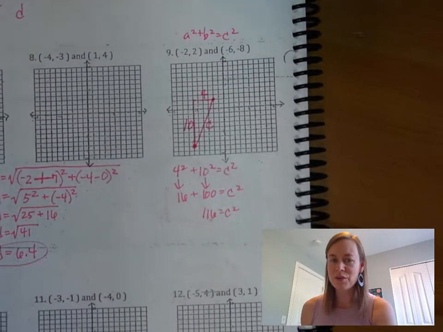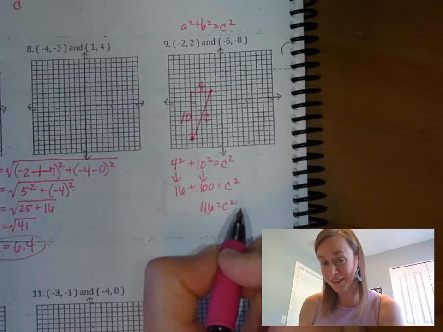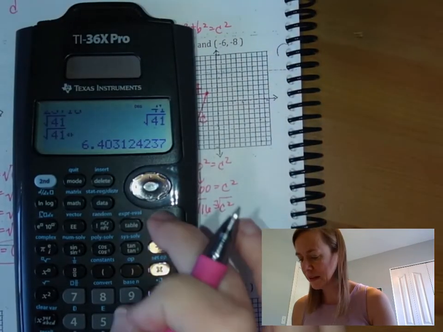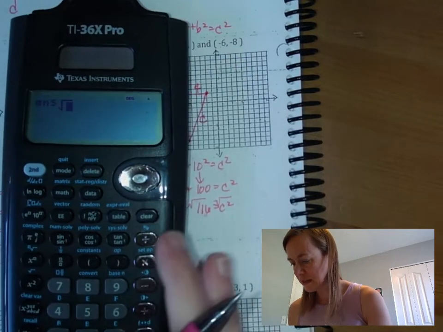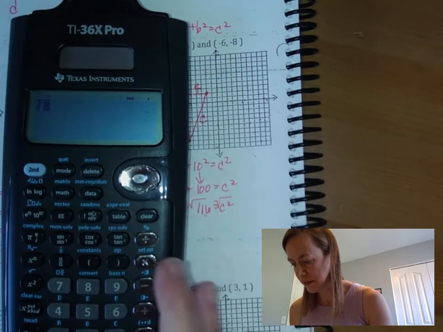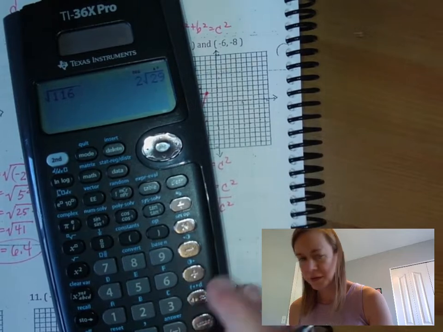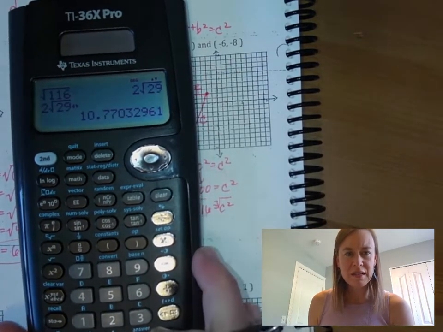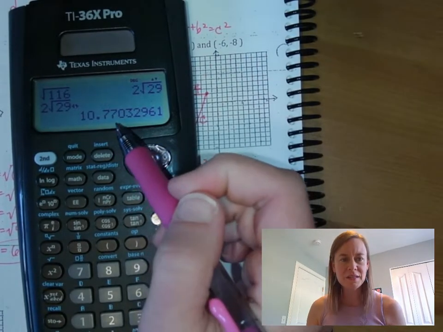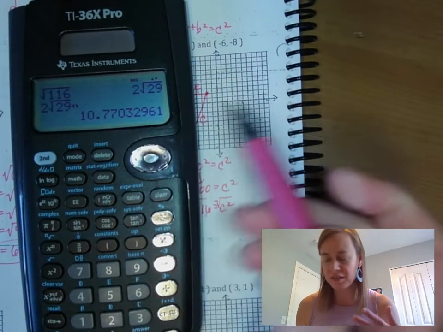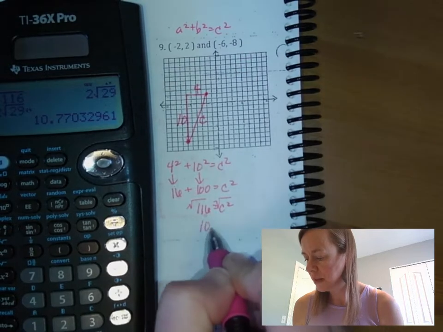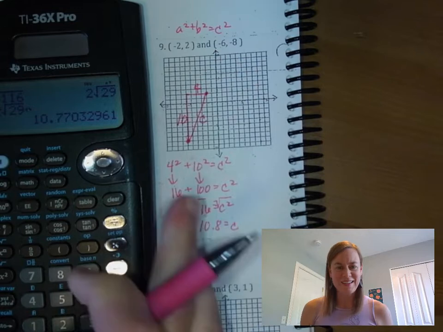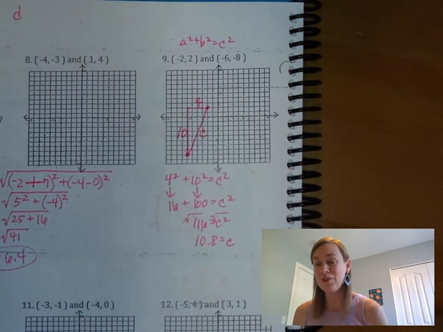And now to get rid of the square, you have to do the square root. So square root both sides. And it looks like you're going to get, whoopsie, there we go. We'll put 116 in there and make sure it gives you a decimal. 10.77. I'm going to round that to 10.8 because we're doing it to the nearest tenth. So 10.8 equals c. Okay, so now what if you were going to do it without the graph?